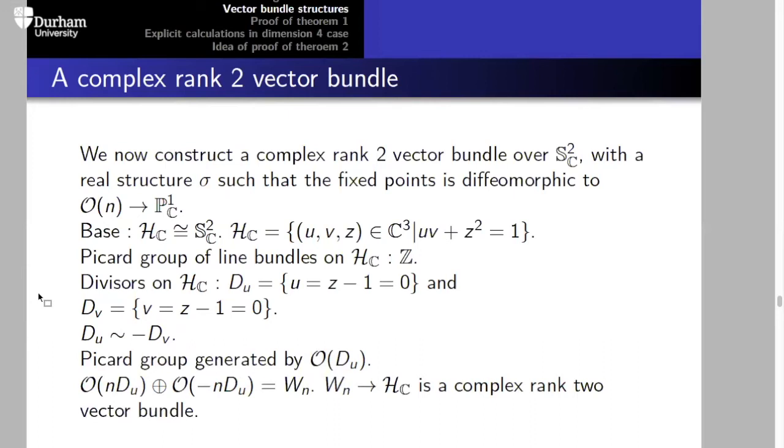So the rank 2 complex vector bundle that I will use is O(n du) plus O(minus n du). And so it's the sum of two line bundles, one opposite the other in a certain sense. So that's W1 over HC, a complex rank 2 vector bundle over HC, which is isomorphic to S2C.